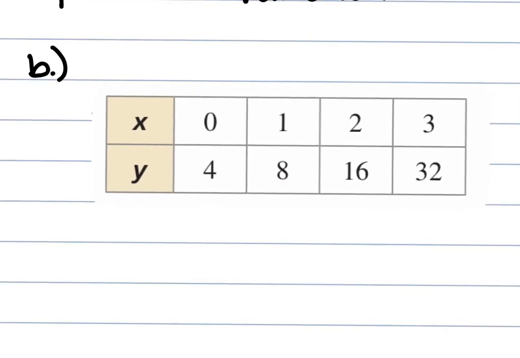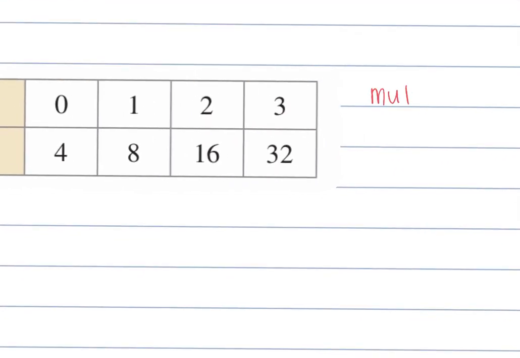Now, I want you to look at this chart and someone try to tell me what's going on here. Why would this be considered exponential? Liz? Yes, it's multiplied by 2. Very good. Okay, so linear was addition, right? Exponential, you're looking for multiplication or division. Okay, so write that down. We're looking for multiplication or division.